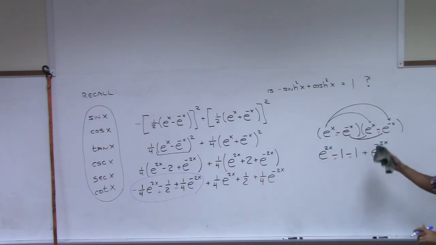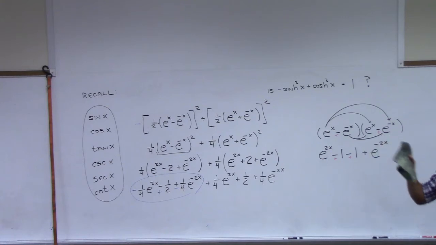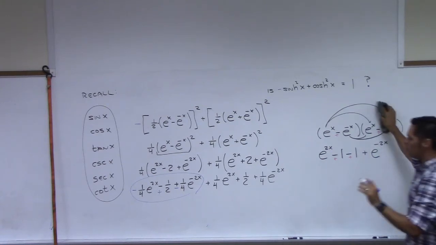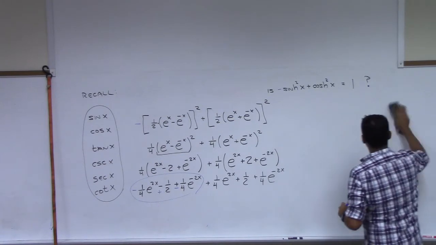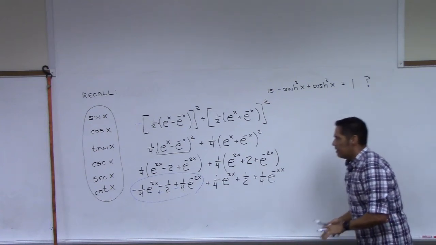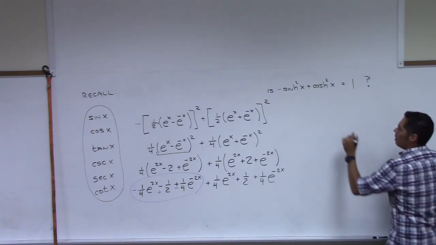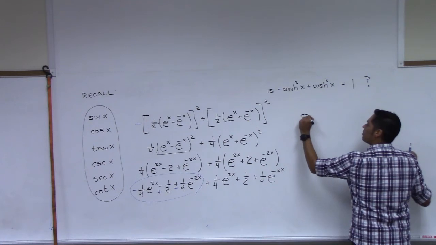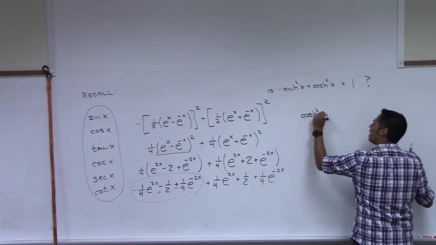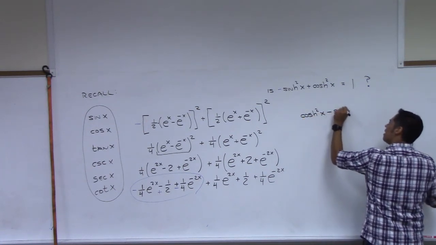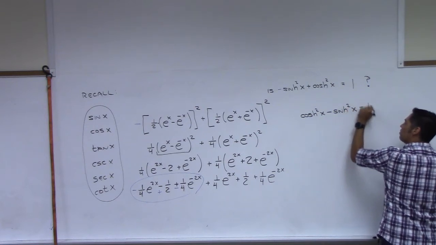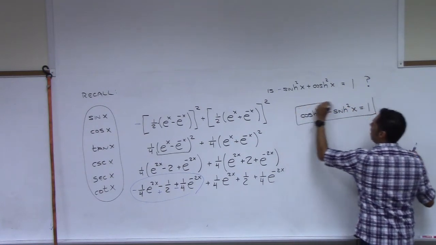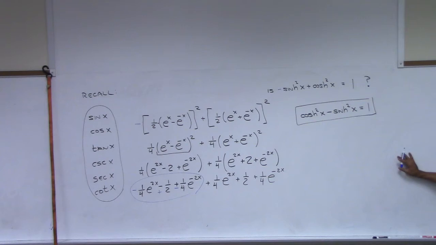And that means that we don't have the Pythagorean identity. We have a version of it, but it's slightly different. Here's what it is. This is what will appear in a book. This is the identity for hyperbolic: cosine hyperbolic squared x minus sine hyperbolic squared x equals 1. That's the identity you have with the hyperbolic trig functions.